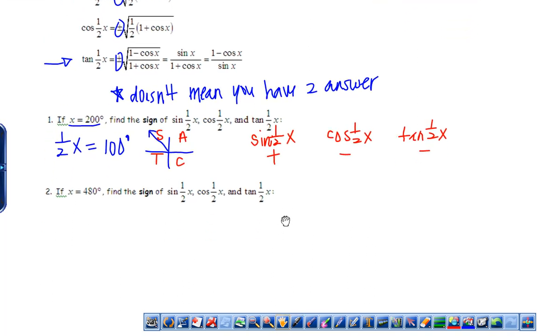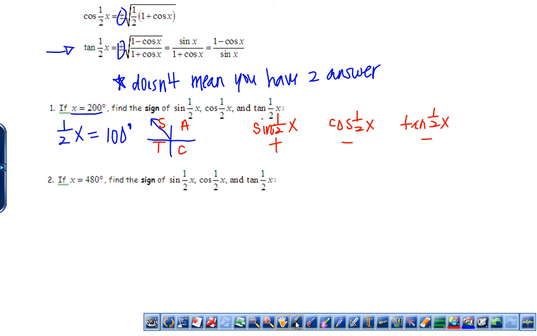Okay, let's go ahead and find for 480 degrees. And again, this says x equals, so I want to know the half angle of that. That would be 240 degrees. So plotting 240 degrees is going to be in your third quadrant. Go ahead and state All Students Take Calculus. So for sine of 1/2 x, your sine of 240 degrees is going to be negative. Your cosine of 1/2 x is also going to be negative. And tangent is going to be positive.